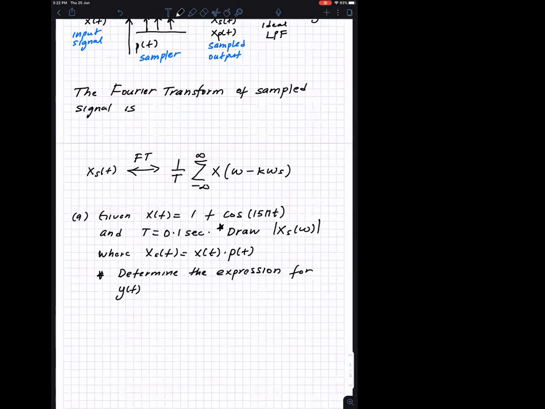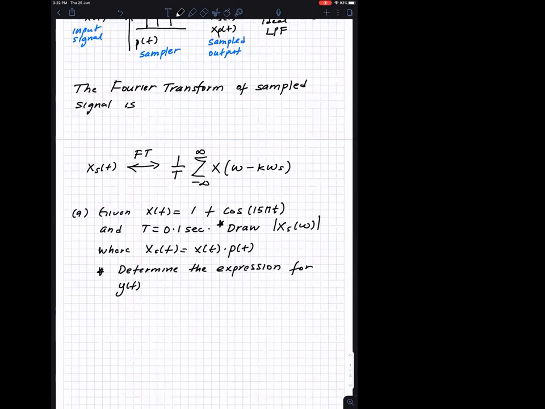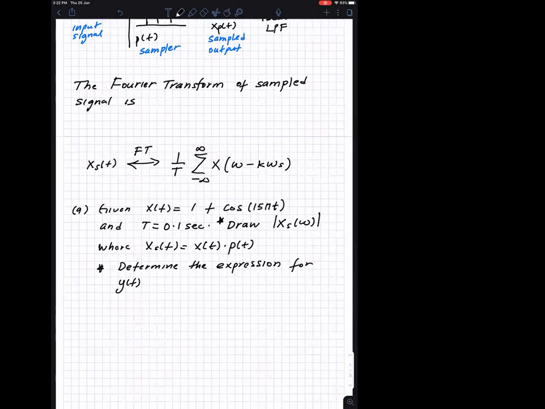So again, let me refresh. This is the sampling interval.